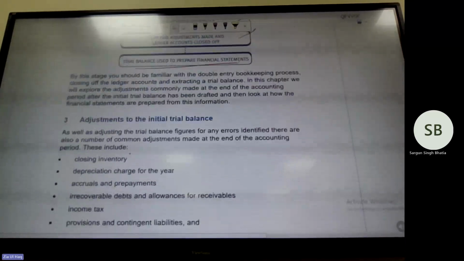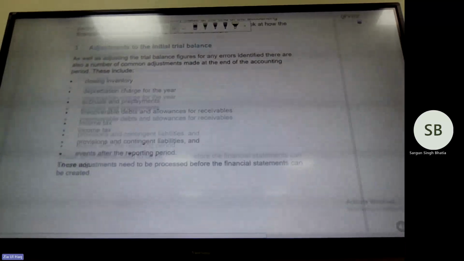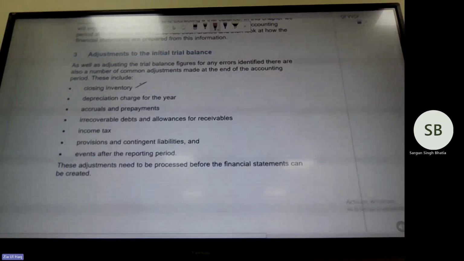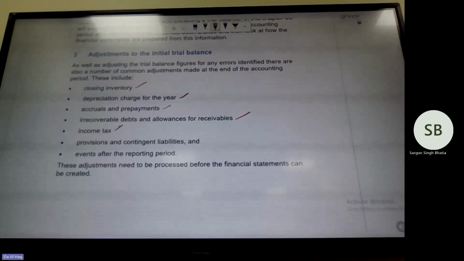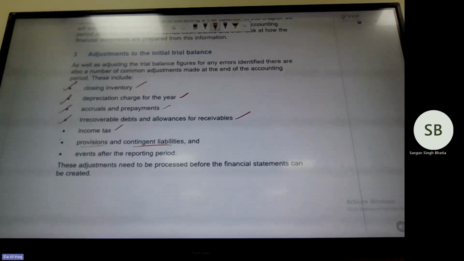What could be the adjusting entries after the trial balance? The adjusting entries could be relating to closing inventory, depreciation for the year, accruals and prepayments, irrecoverable debt or allowances for receivables, income tax, provisions and contingent liabilities, or events after the reporting date. This we have studied. And this last one we are going to study in this chapter.